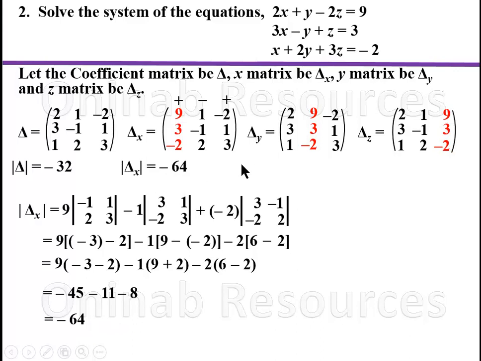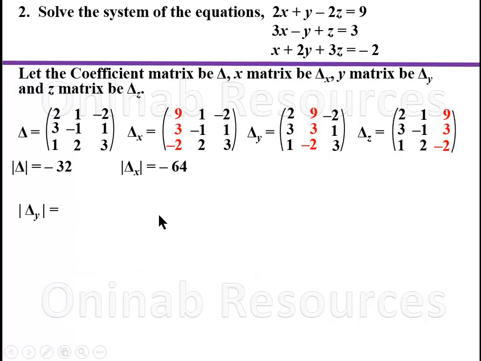And here we have the determinant of delta Y. So we assign positive to the first column, negative second column, and positive third column. We pick the first column. The sign there is positive, so we have plus 2. Delete the row, delete the column. So I am left with 3, 1, negative 2, 3. Then we go to the second column. This is negative 9 there. So we have negative 9. Delete the column, delete the row. We are left with 3, 1, 1, 3.